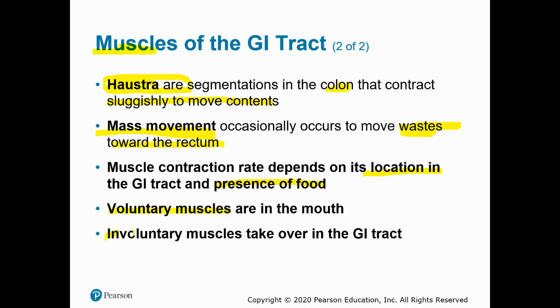And then there are also voluntary and involuntary muscles, right? So we have voluntary muscles in the mouth. That's pretty obvious, the muscles of the mouth. Think about if your mouth just suddenly started chewing for you. No. Those are voluntary muscles, cognitively, consciously controlled. The muscles of the rest of the GI tract are not consciously controlled. They happen based on the presence of food. So we don't think, okay, stomach, start churning, or okay, pancreas, release your digestive juices. That's all happening involuntarily.